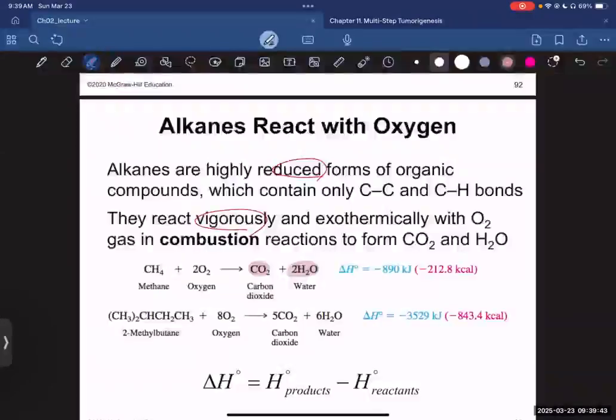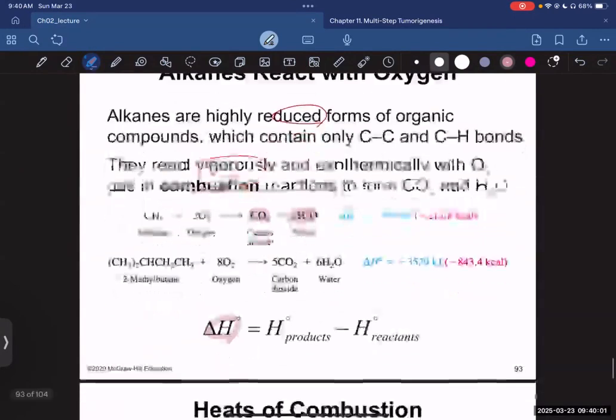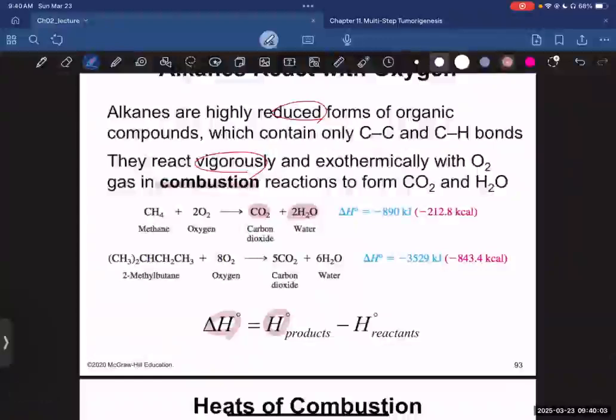And this type of reaction, where we have an alkane that's exposed to oxygen to give off carbon dioxide and water, is going to be called combustion. Now, when we look at this reaction of combustion, we're able to find the enthalpy change, which is basically the heat content of the products subtracted by the heat content of the reactants.